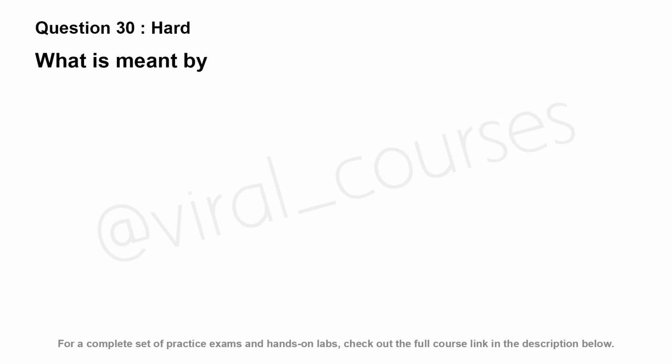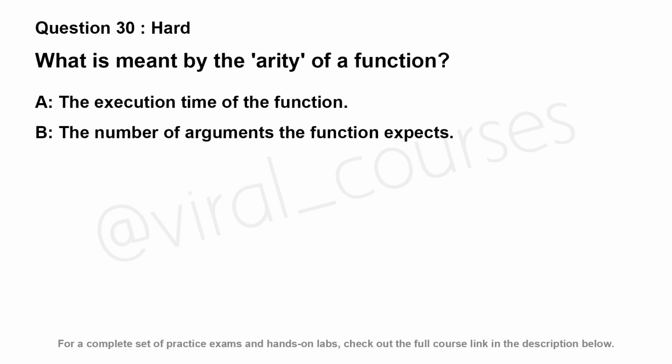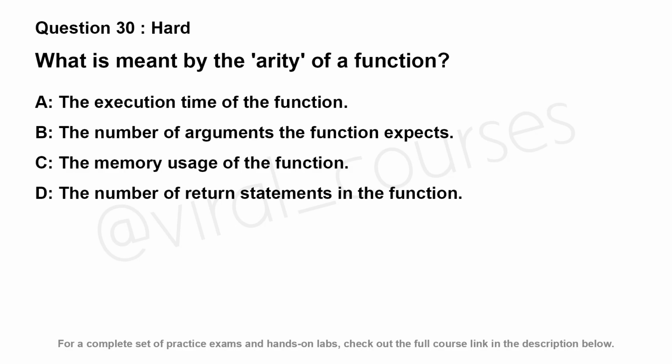What is meant by the arity of a function? Option A. The execution time of the function. Option B. The number of arguments the function expects. Option C. The memory usage of the function. Option D. The number of return statements in the function.